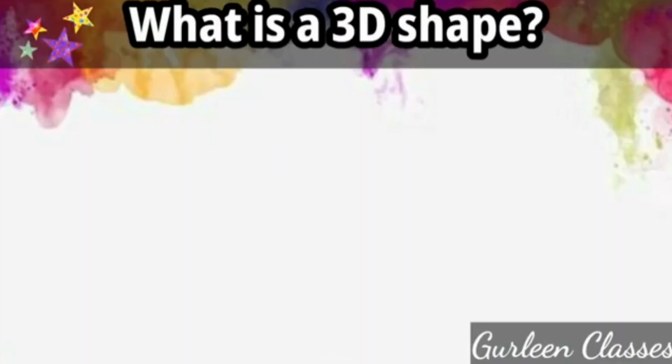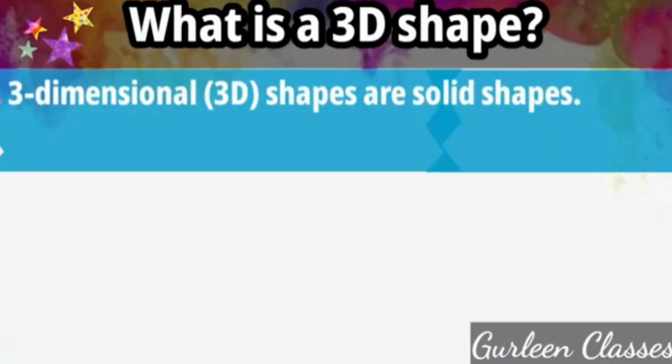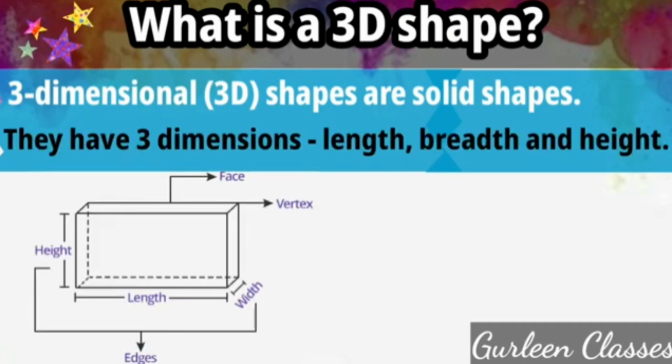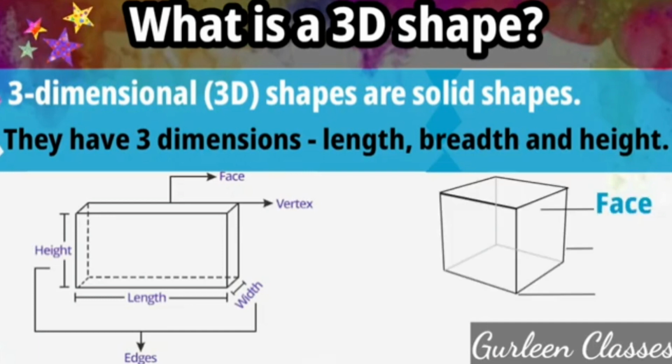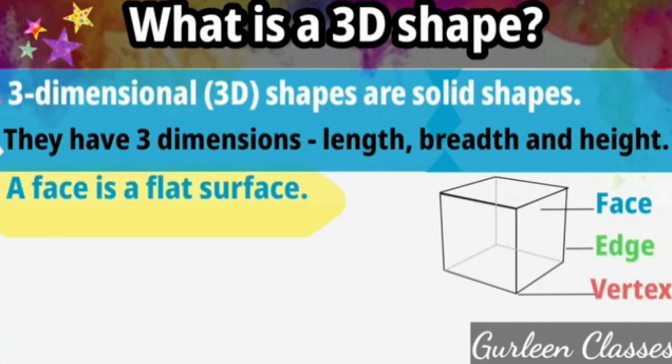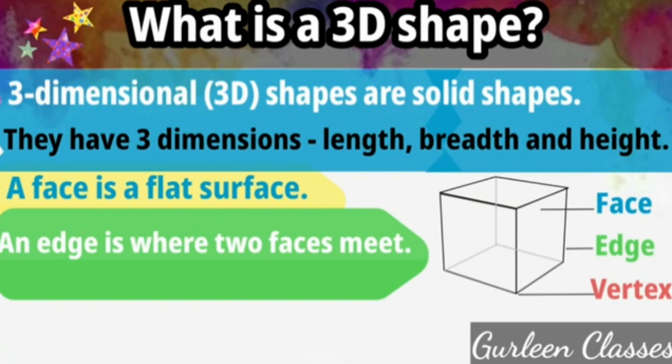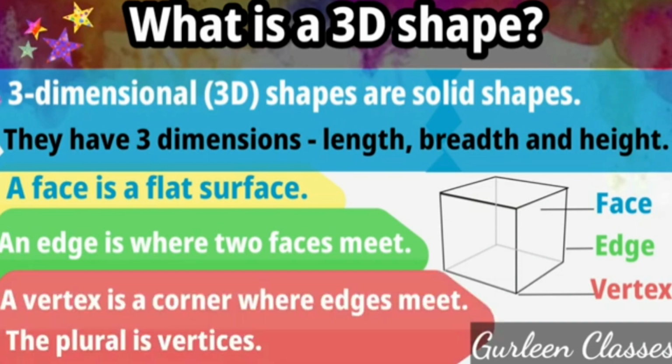Now, what is a 3D shape? 3-dimensional or 3D shapes are solid shapes. They have 3 dimensions: length, breadth and height. The main components of 3D shapes are faces, edges and vertices. A face is a flat surface. An edge is where 2 faces meet. A vertex is a corner where edges meet. The plural is vertices. So in the figure I have shown you face, edge and vertex.